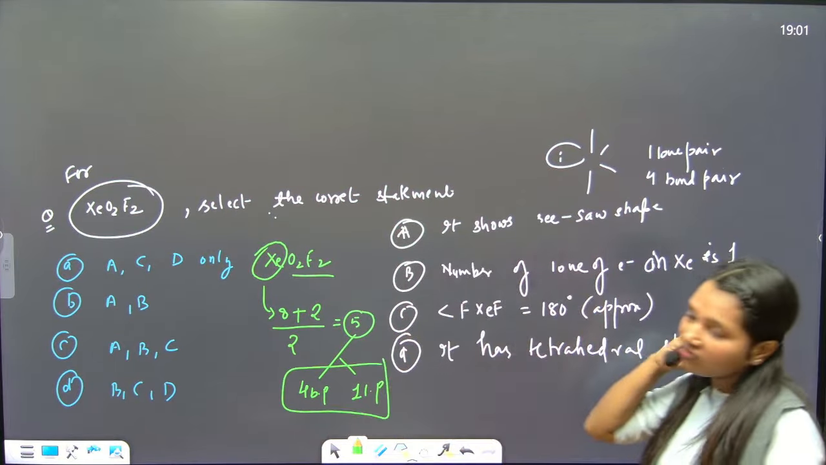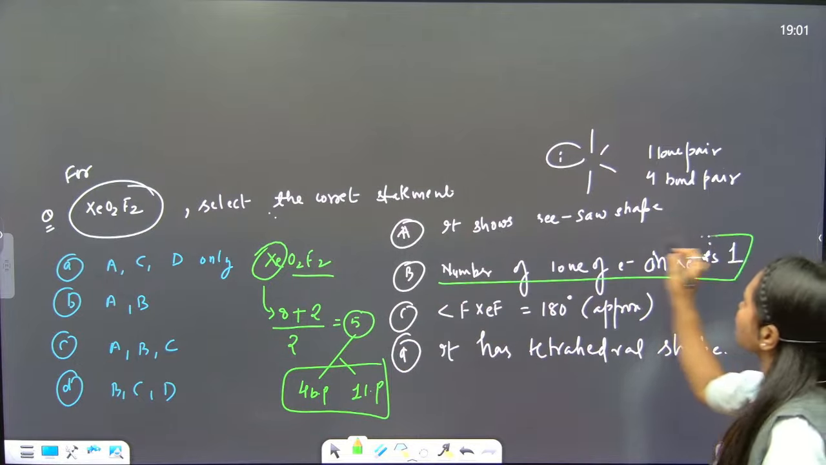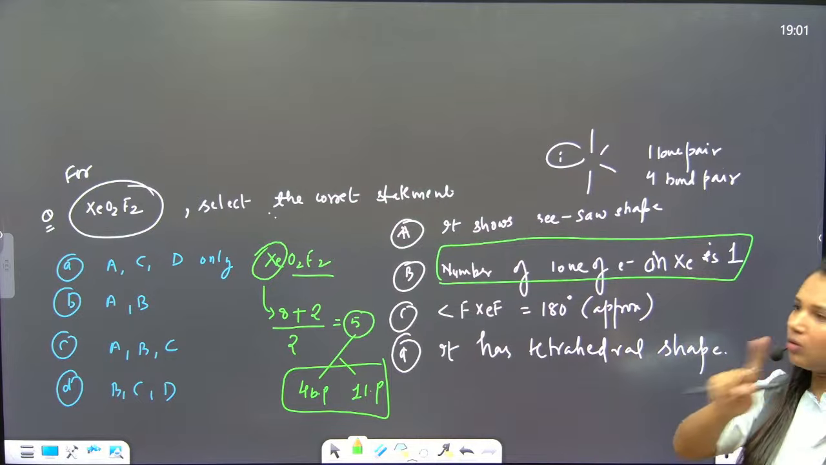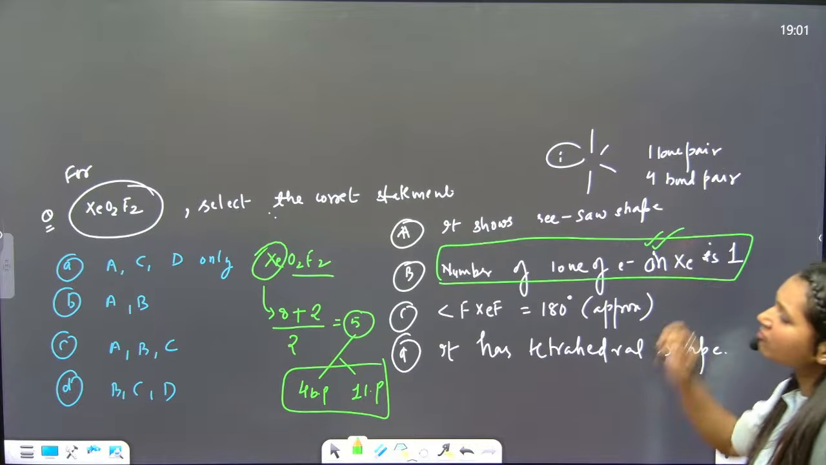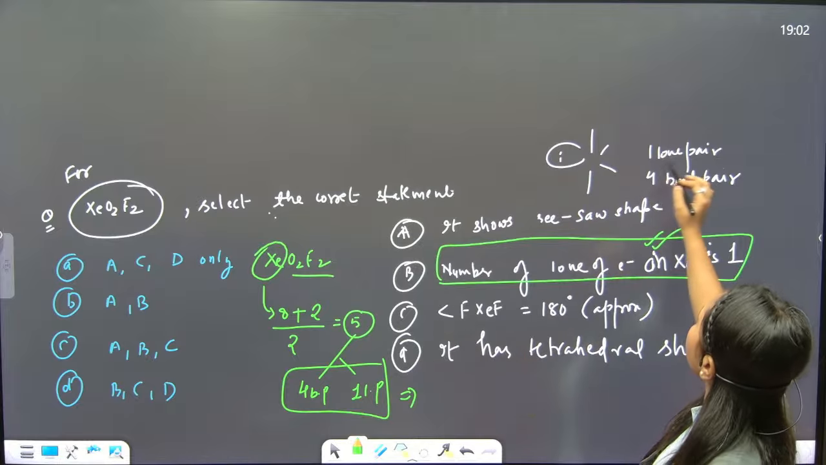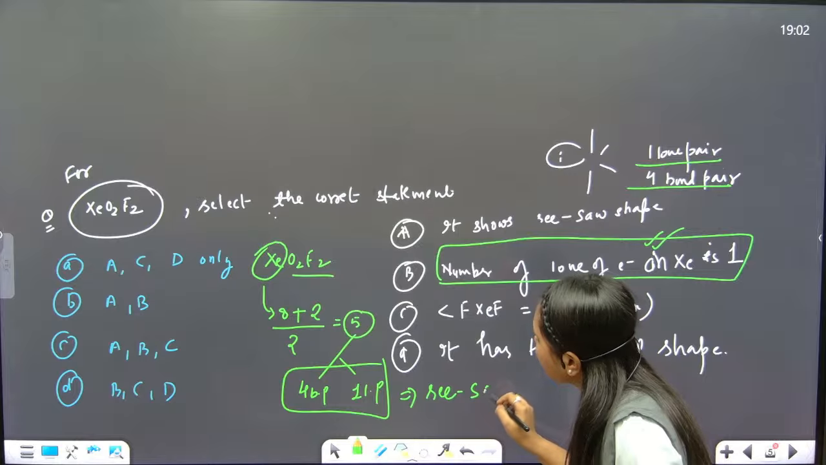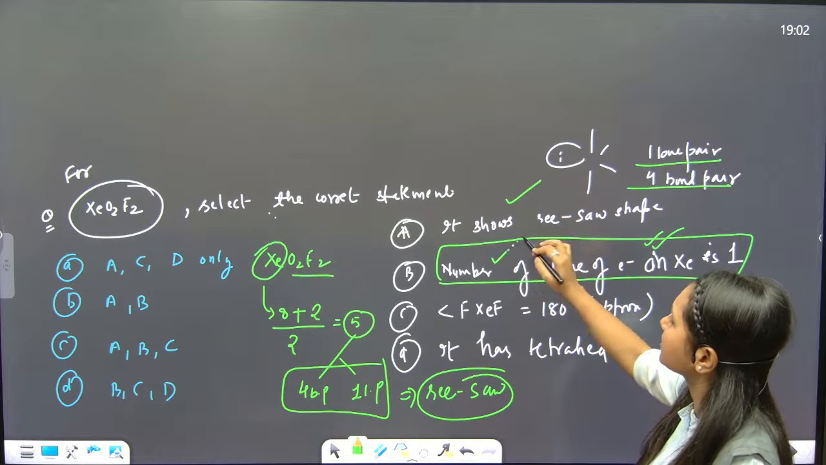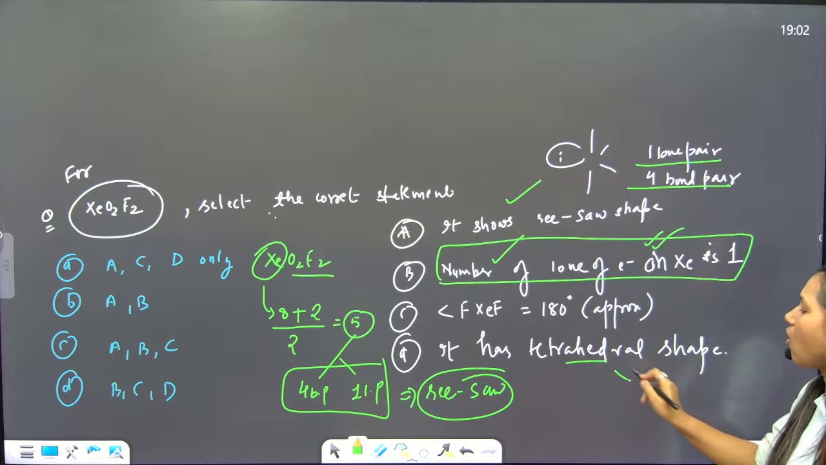So can you tell me with this much information which options are correct? Number of lone pairs of electrons on xenon: one lone pair we found, 4 bond pairs and 1 lone pair. So this seems correct. And what is the shape for this? I have written here 1 lone pair and 4 bond pairs. The shape is seesaw. Correct? So this statement seems correct. If this is correct, then of course the tetrahedral one will be the wrong one.